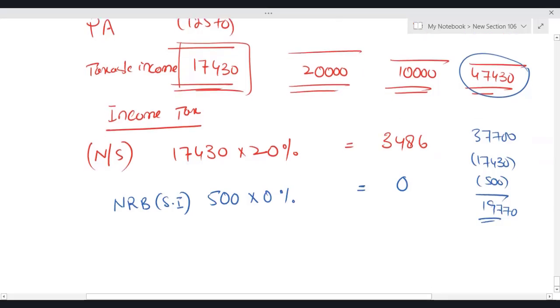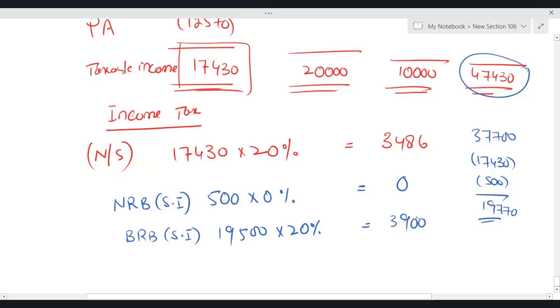So the entire remaining saving income actually falls in the basic rate band. The remaining saving income is 19,500, where the applicable rate is 20%. So 19,500 into 20% is 3,900.